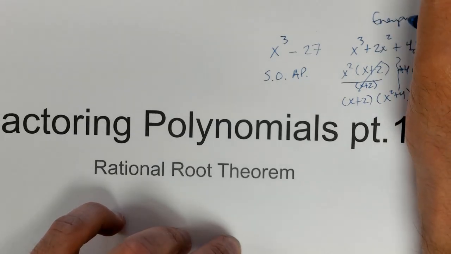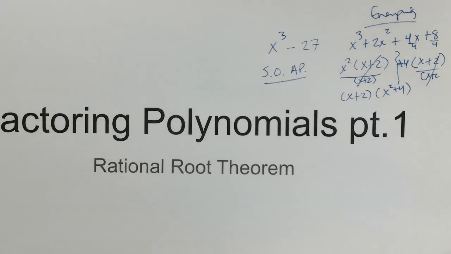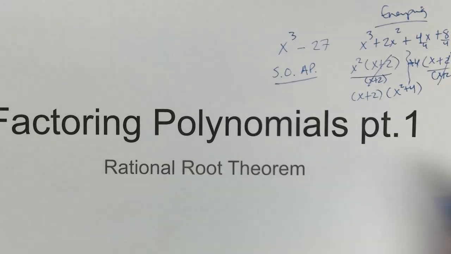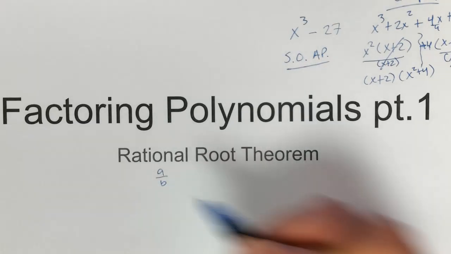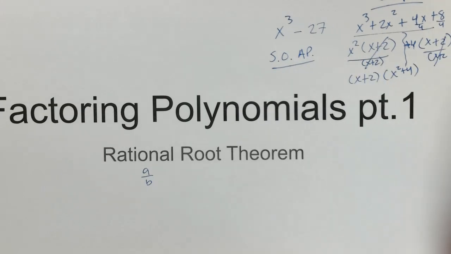So grouping and SOAP method are the methods we've discussed so far. Today we're going to talk about a different method. What happens when you cannot do grouping as an option, right? And we talk about this as a rational root theorem. Now, a rational number is just a number that can be expressed as a fraction. As long as you're not dividing by 0, right, you can write any number as a rational number. And we're going to be dealing with rational numbers here to find the factors of a cubic polynomial.